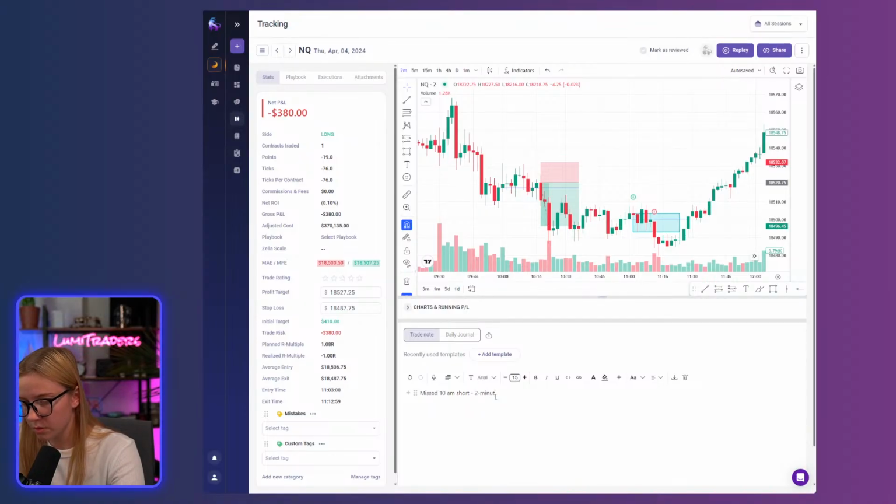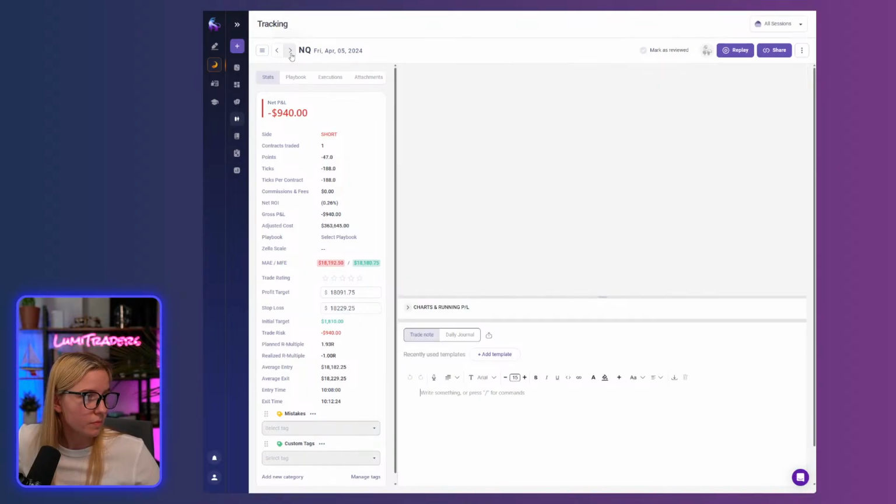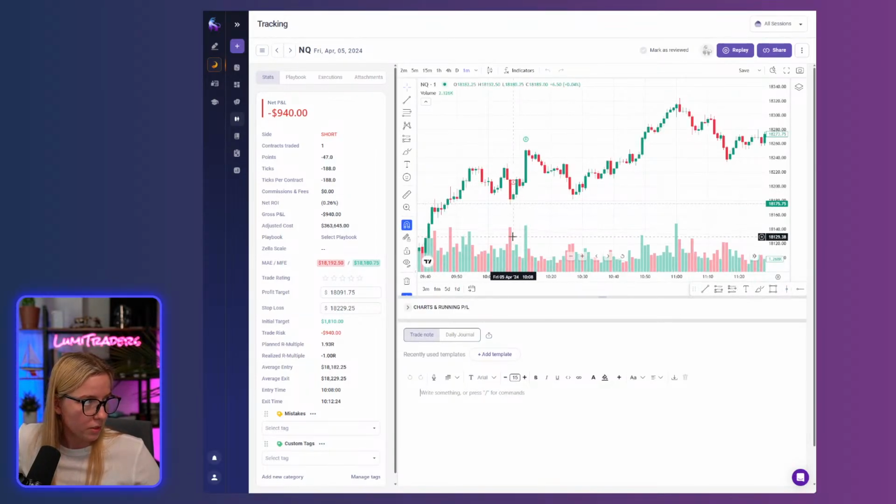Then I am short. 2-minute order block. Traded above 10 a.m. open, like this. Failed. Another loss right here. I would say it was a loss and a win, I don't even remember. So we got 10 a.m. open.